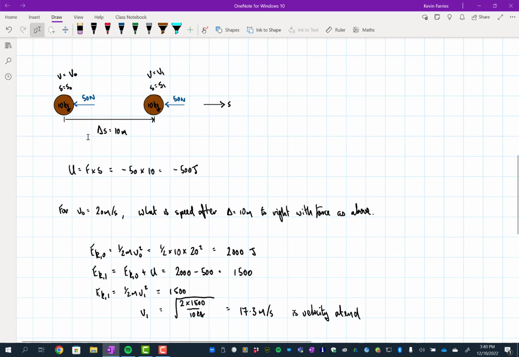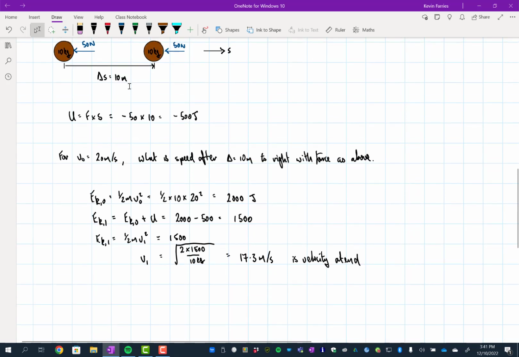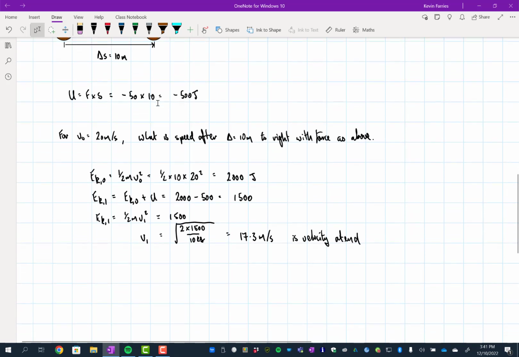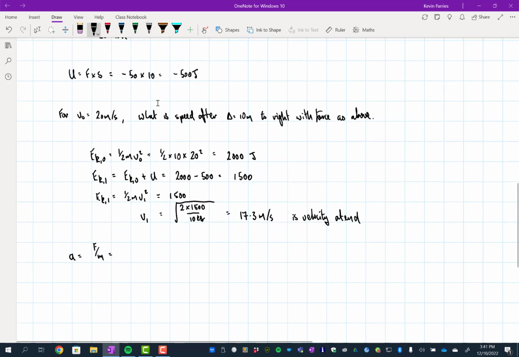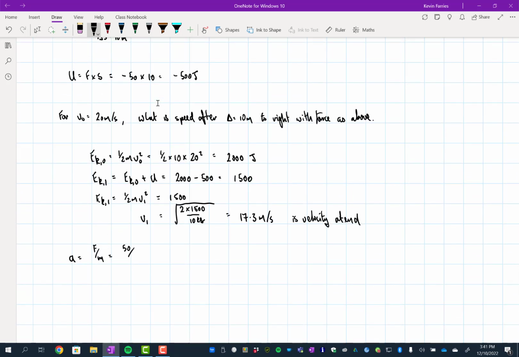Now you could have done the same thing using the equations of motion. What we could have done is figured out the acceleration, or deceleration, associated with this force, negative acceleration. Let's just do that to show that we get the same answer. For this one, the acceleration is going to be the force divided by the mass, which would be 50 divided by the mass, 10, which is equal to 5 meters per second squared.